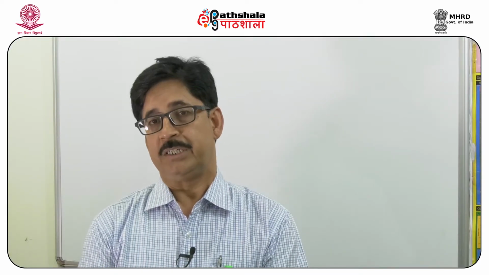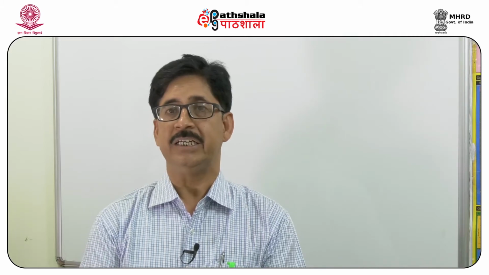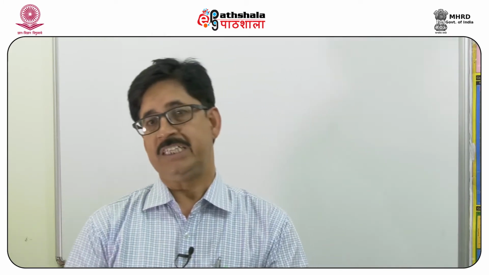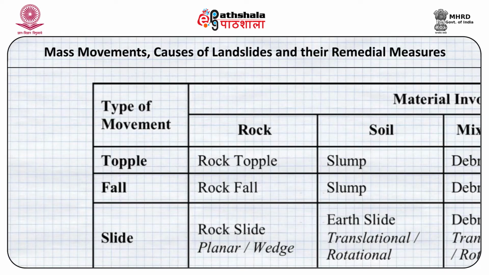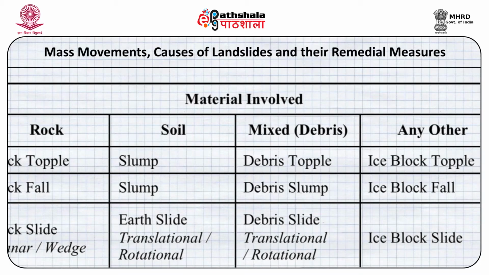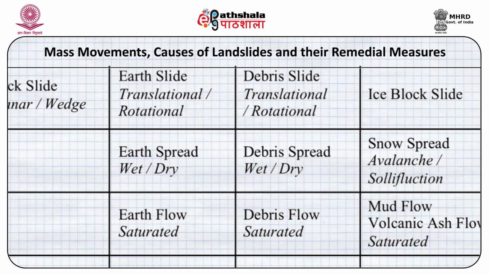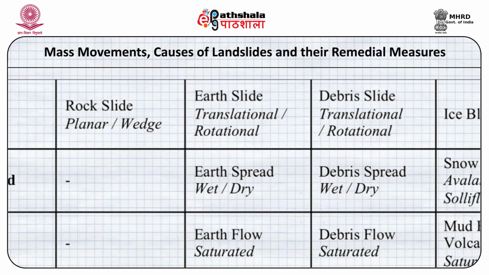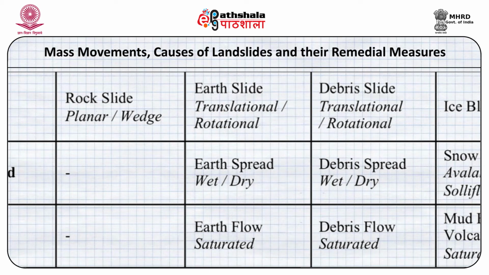Sometimes this material, especially the earth and debris, if it is saturated with water, then flow-like conditions can also take place. So if we see the rocks, then rocks can have fall. We may have rock fall, we may have toppling rocks, we may have sliding rocks, but as such flowing rocks are not possible. Similarly, we may have debris fall, debris toppling, debris slide and debris flow. If pure earth is involved, then we have earth fall, earth slump, earth slide and earth flows.